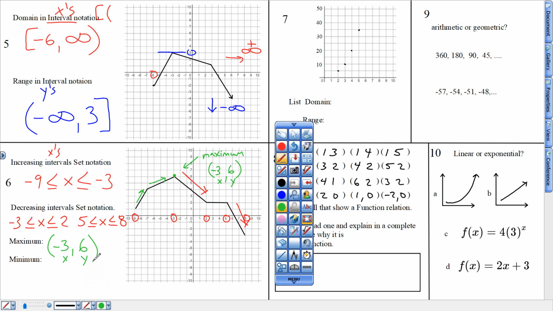The minimum is this point right here, the lowest point. And again, you write that as a rounded XY coordinate. So that point would be going over 8, down 3, right 8, down 3. That is the minimum. The X number is 8. The Y number is -3, written as a rounded coordinate.